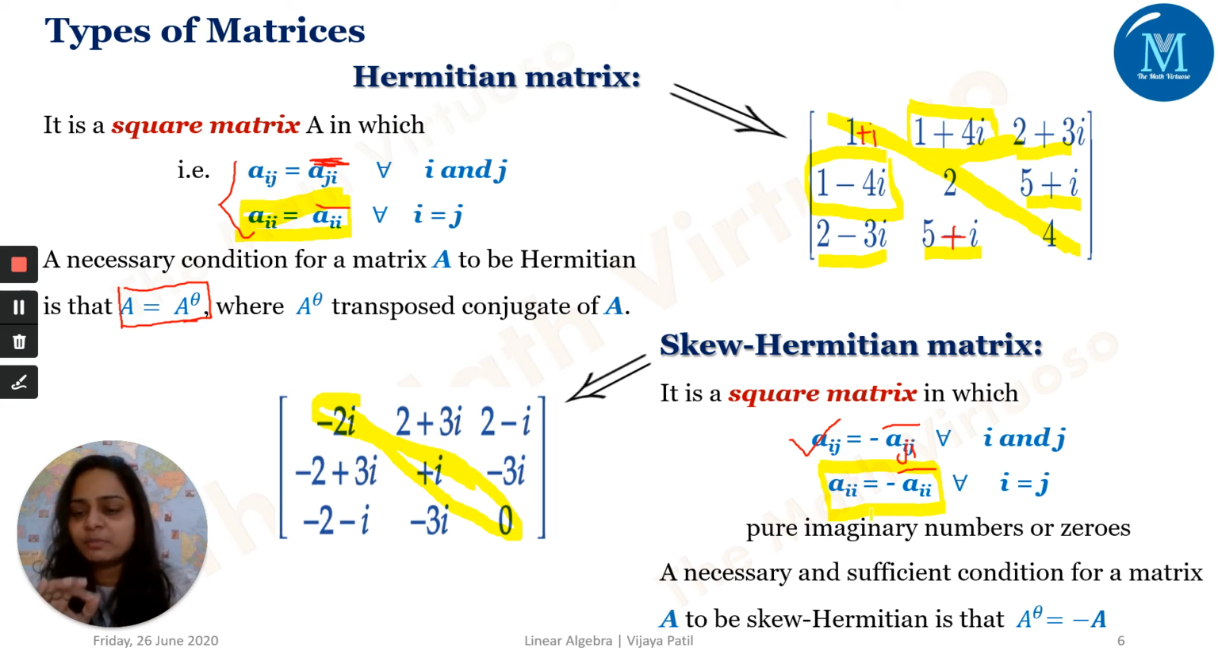I'm looking for a number which is equal to the negation of its conjugate. The negation of its conjugate. What number is that? That number is either 0 or purely imaginary. And that is why this is a purely imaginary number or zero. And therefore, all diagonal elements of a skew Hermitian matrix are either 0 or purely imaginary.